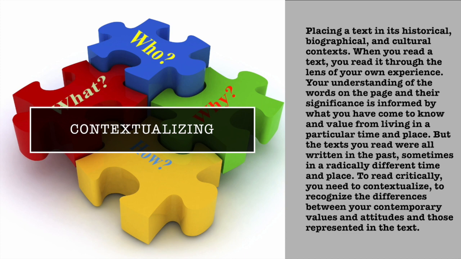Our next strategy is contextualizing, or placing a text in its historical, biographical, and cultural context. When you read a text, you read it through the lens of your own experience. Your understanding of the words on the page and their significance is informed by what you have come to know and value from living in a particular time and place. But the texts you read were all written in the past, sometimes in a radically different time and place. To read critically, you need to contextualize, to recognize the differences between your contemporary values and attitudes and those represented in the text.